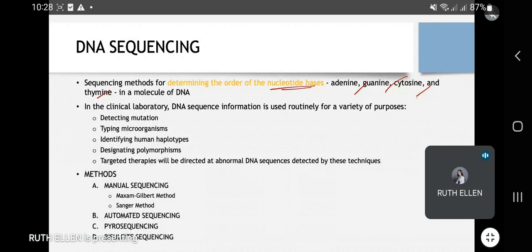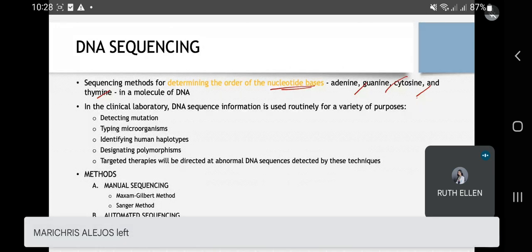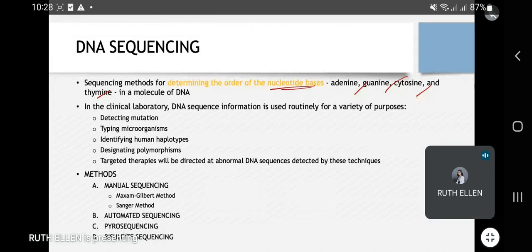So next, we have targeted therapies which will be directed at abnormal DNA sequences detected by this technique. So more of procedure sa treatment naman to. Okay? So we have four methods. So first, manual sequencing. So under manual sequencing, we have Maxam-Gilbert method. Okay? So etong dalawang to, ito talaga yung mga pioneers pagdating sa DNA sequences. Okay? So silang dalawa yung magiging focus natin for today.